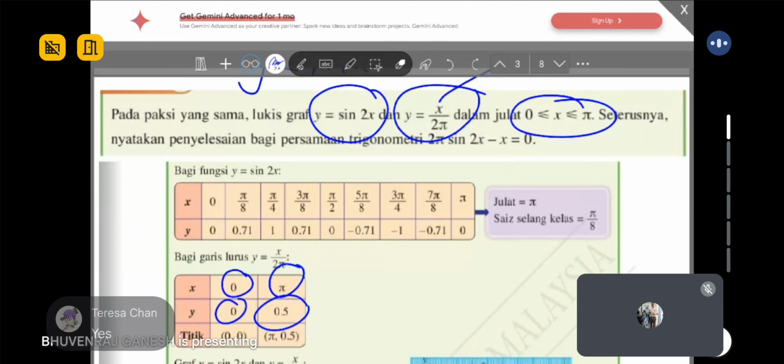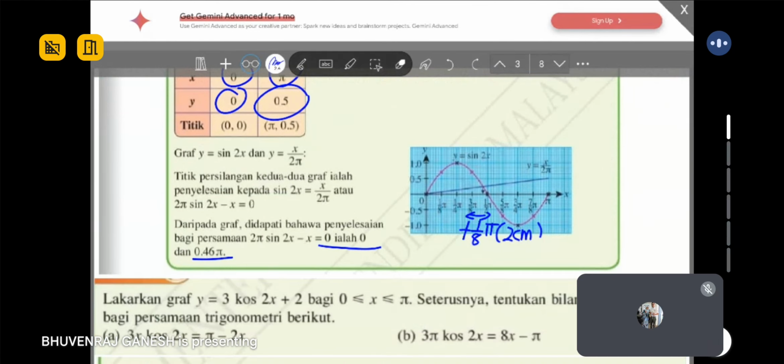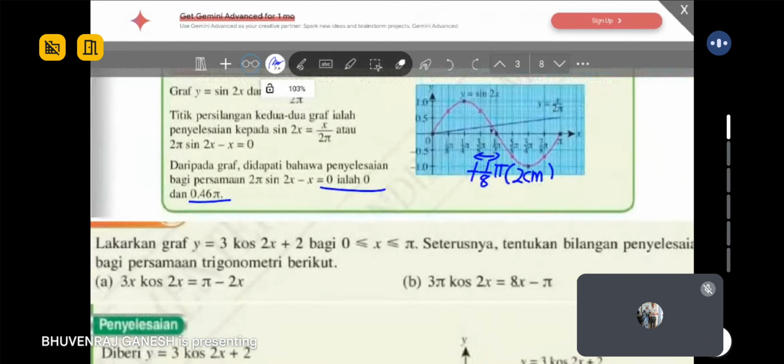If trigo comes out, section A. Mereka suka sangat soalan macam ni. So you guys must know how to do. Okay? Alright. So we see the next question.